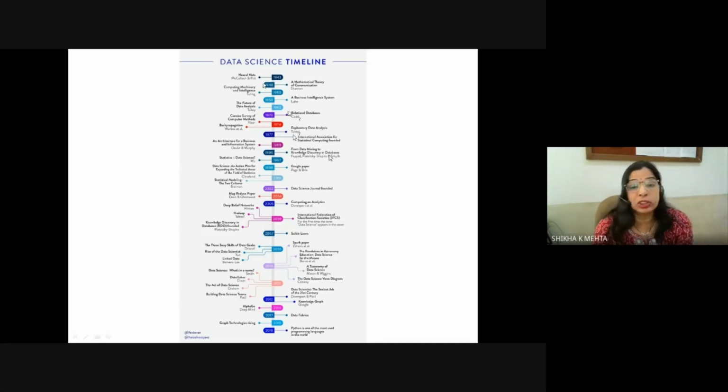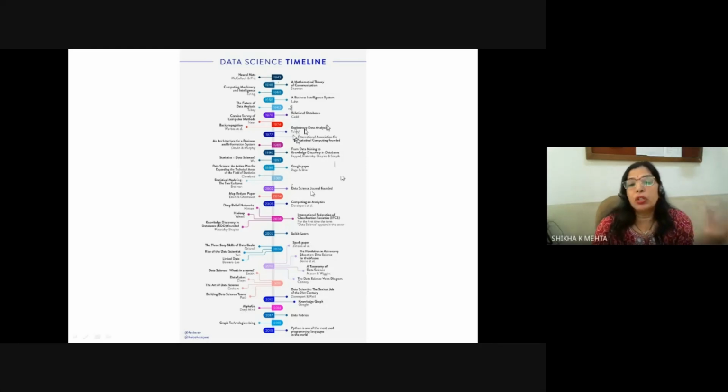The term statistics should be replaced with the term data science, or they may be used interchangeably, because most of the statistics is being used in the field of data science. So then you can say from data mining to knowledge discovery in the data mining, so many terms came up and created a lot of confusion, right?